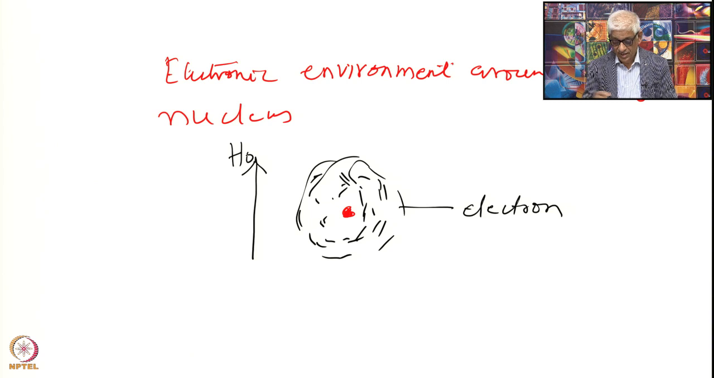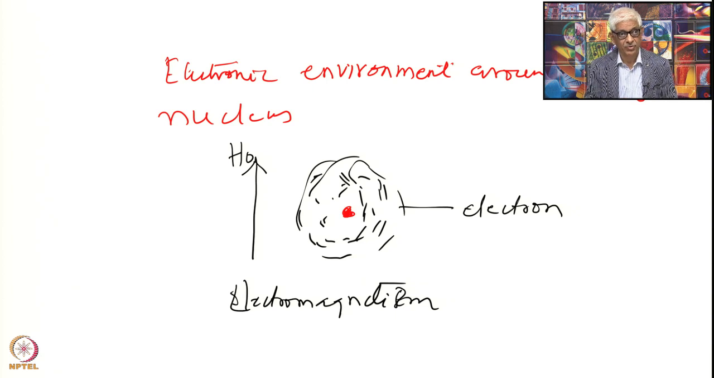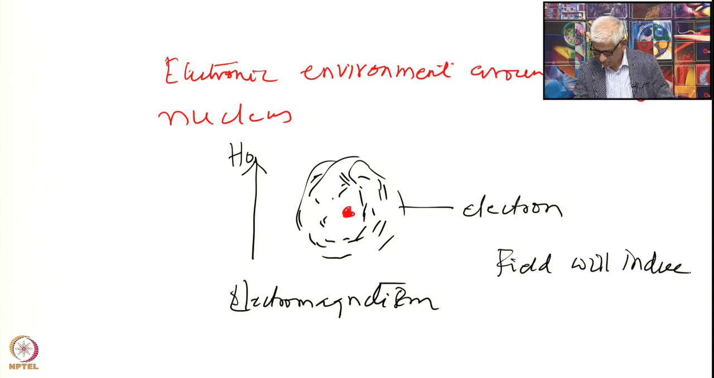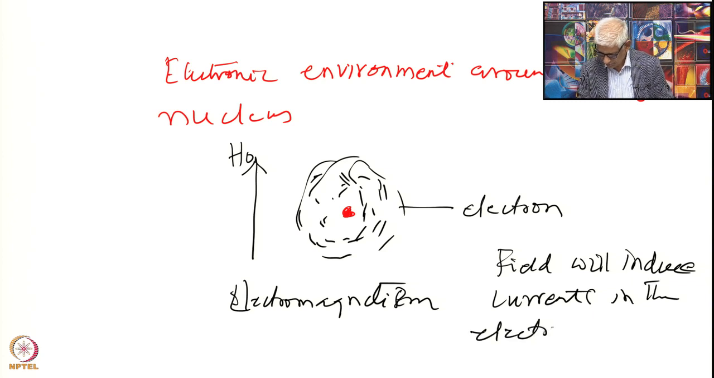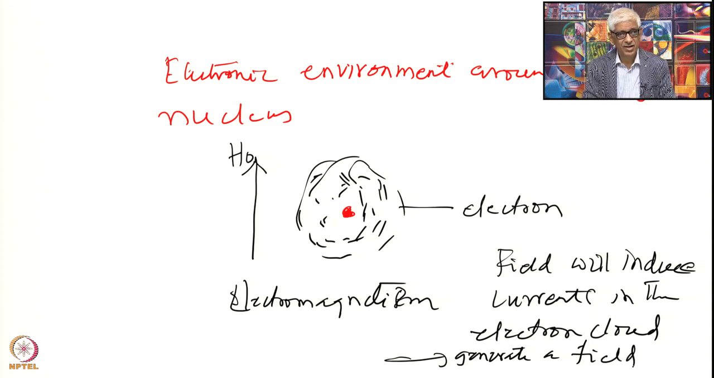I am putting this system in the magnetic field. This is a perturbation. Now, what is the response of the electron cloud to this? We know from electromagnetism there is a law called Lenz's law: if you apply this field, it will induce currents in the electron cloud, and when there is a current going, it will produce a magnetic field. This induced field will oppose the externally applied magnetic field.